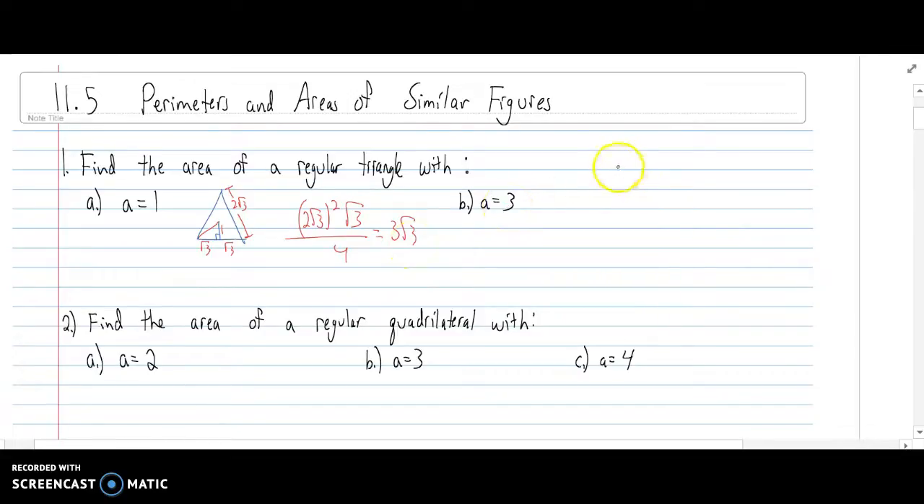And the next example, same exact drawing, this time the apothem is equal to 3. So the method I'm going to use is exactly the same. From the short leg to the long leg, we multiply by root 3. So 1 complete side is 6 root 3. So then we're going to take the length of that side, 6 root 3 squared, times root 3 over 4. And that gives us 27 root 3.